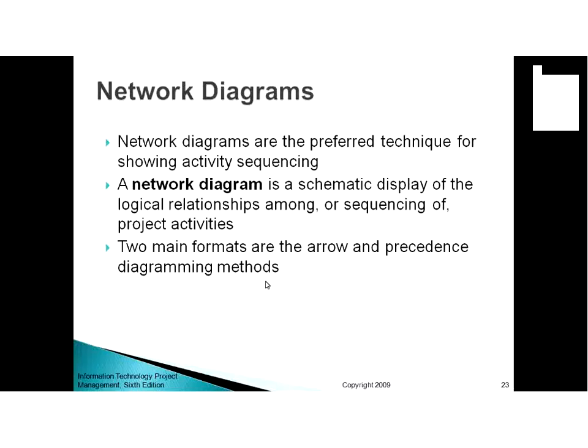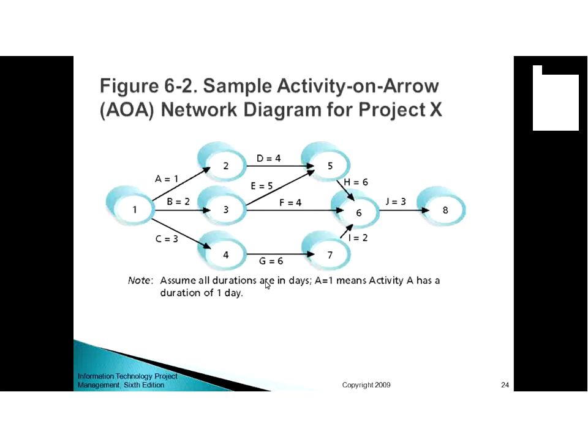Now, when you are sequencing your activities, to show activity sequencing, you use a network diagram, which shows the logical relationship of project activities, and you use two formats. One is the arrow diagramming method, and the second is the precedence diagramming method. This is the diagram showing the arrow diagramming method, which shows activity and arrow. That's why we call it an arrow diagram, because the activity is on the arrow.